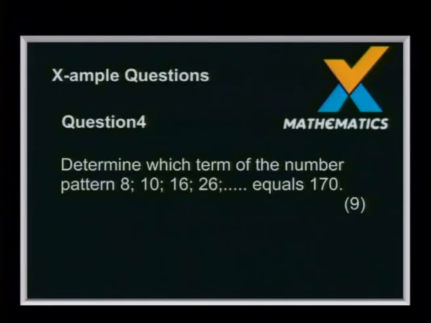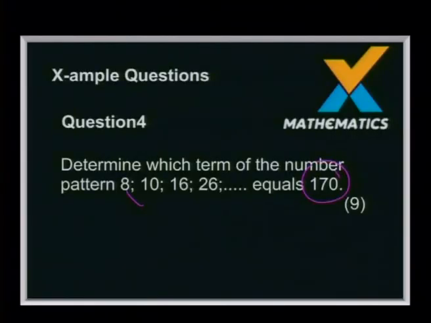So let's have a look at the last question. Question 4, for all of 9 marks. So the question says, determine which term in the number pattern 8, 10, 16, 26 equals 170. Now, the reason why this is for so many marks is because firstly, we're going to have to determine the general term before we can even worry about which term is equal to 170. And it's pretty clear to me that this one is quadratic, but let's just make sure.